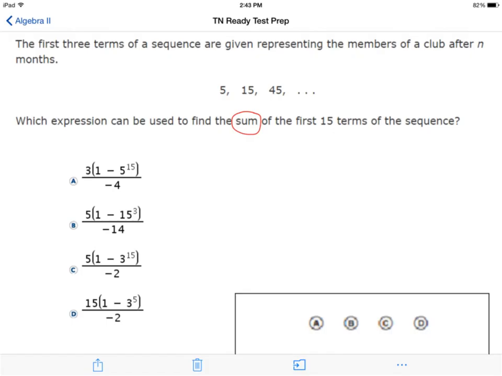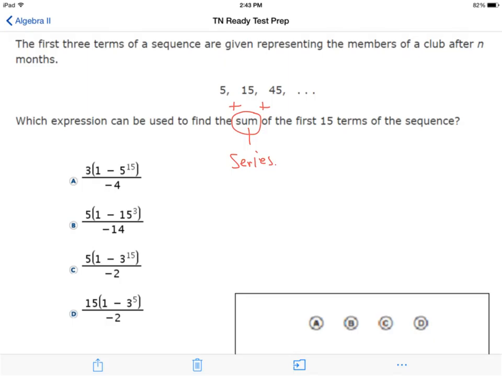And this actually pertains to one of the formulas that they give us on the formula sheet. So I know that a sum is also called a series. So they want us to do addition between those terms. So if I look back at my formula sheet and look for an expression that will give us a sum, then I see that we have the formula for finite geometric series.